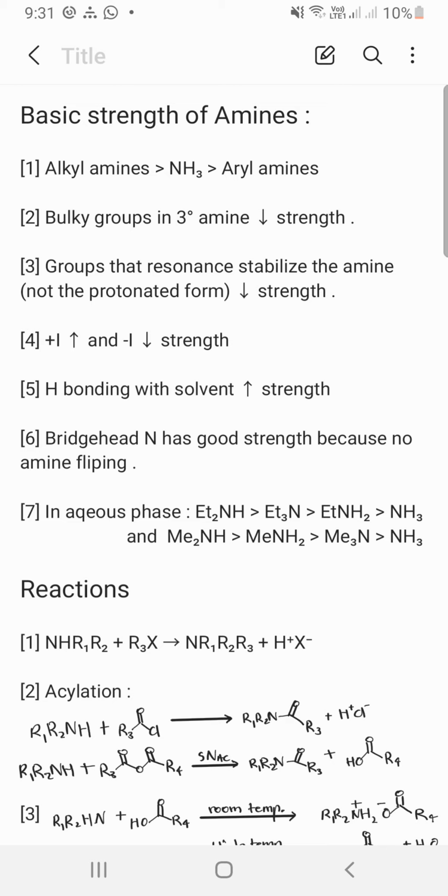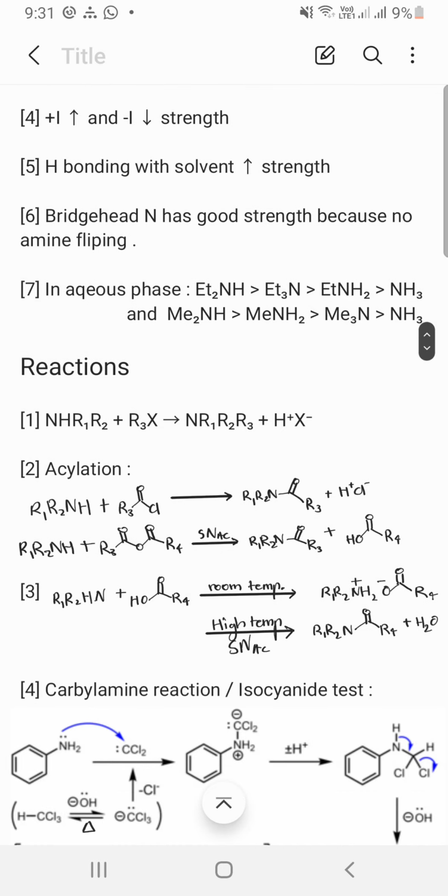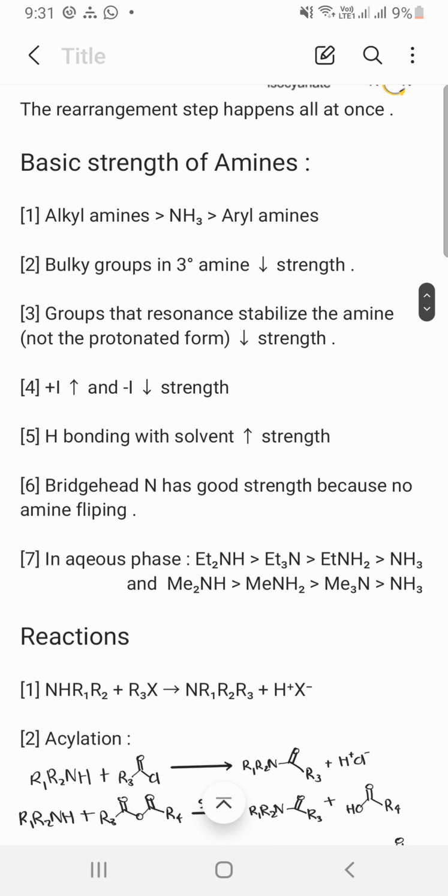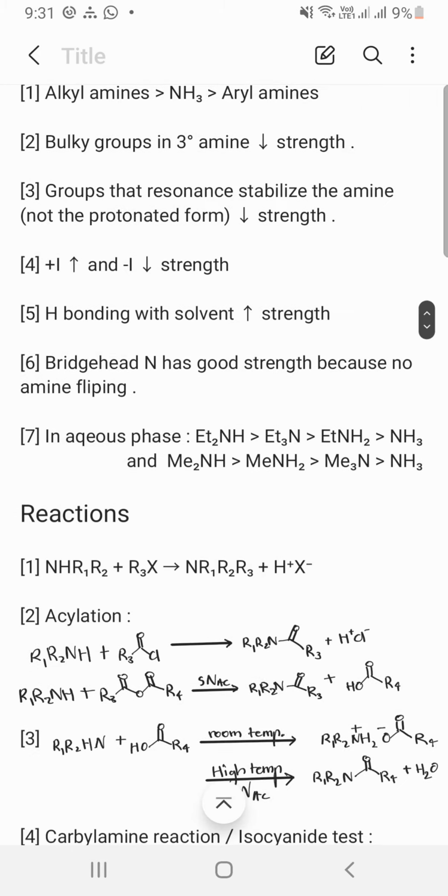So they do something between sp3 and sp2, and that's why those lone pairs are not fully developed to capture that H plus. And similarly, there's amine inversion going on every time, so it's continuously converting from sp2 to sp3, then sp2 to sp3, and so on. Because of that your basic character is low, but when you have a bridgehead nitrogen, it cannot do amine inversion, and that's why it has a very strong basic character.